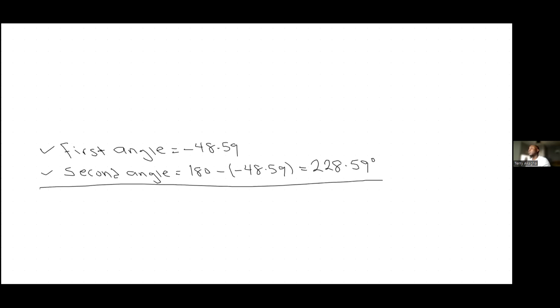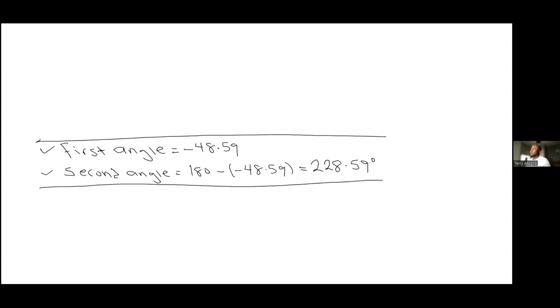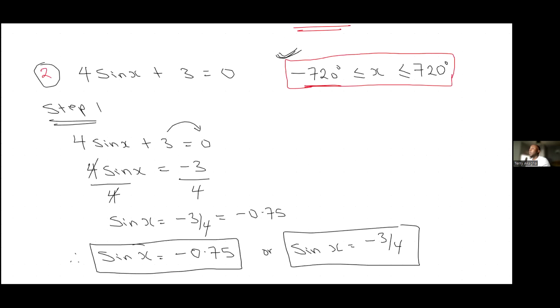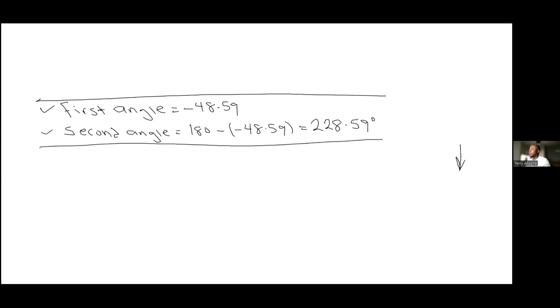So we've gotten the first angle, and we've gotten the what? The second angle. Now, if you go back to the 3 keys, I told you that when you're going in the positive x direction, you add 360. And when you're going in the negative x direction, you subtract what? 360. And remember, in this question, the range that we're given is between what? Minus 720 and 720. So that means we'll keep on adding here in the positive direction till we get to 720. So when we get to 720, we're going to stop.